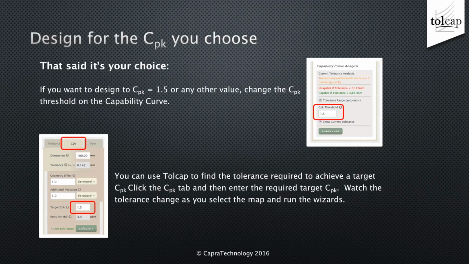Rather than finding what CPK is likely to result, if you set a certain tolerance, you can use Tolcap to find the tolerance required to achieve a target CPK. Click the CPK tab and then enter the required target CPK. Watch the tolerance change as you select the map and run the wizards.